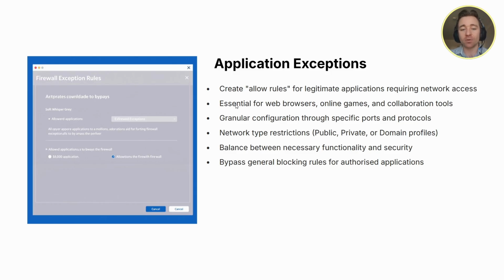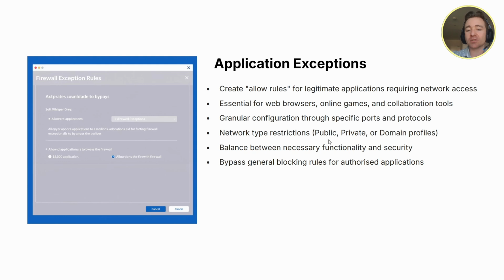So for example, I might create an allow rule really for anything that I need to be able to operate. And I can get really granular with specific ports and protocols. So I can say, I'm going to create an allow rule for port 25 because I need protocol SMTP to be able to send mail, for example.